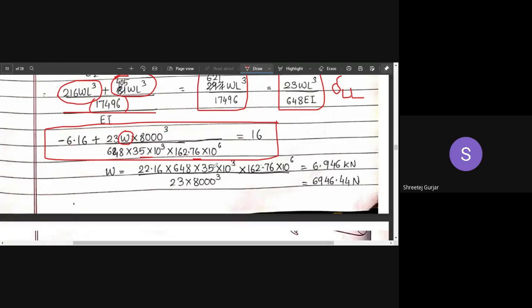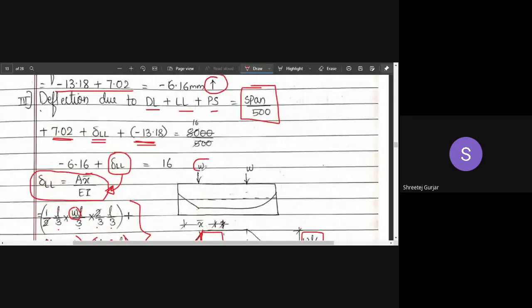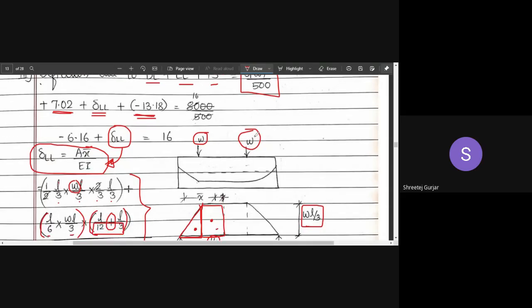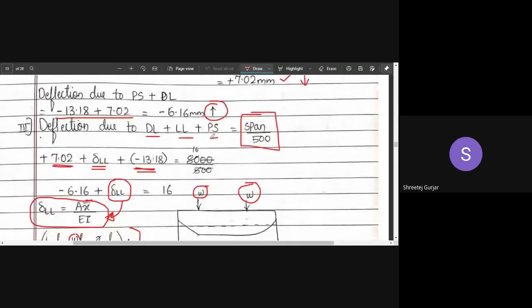Simplifying and solving for W, you will get this value, 6,946.44 Newton, or 6.9 kilonewton. 6.9 kilonewton is the amount of live load, the individual live load. This is also 6.9 kilonewton. So this is the amount of live load that you have to apply to have a deflection of span by 500 due to all this dead load, live load, and pre-stressing force.